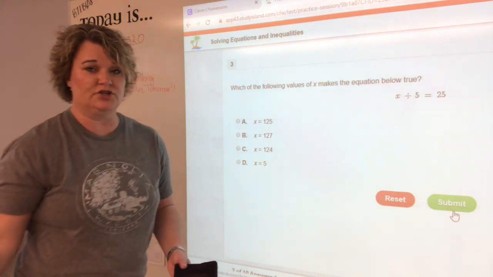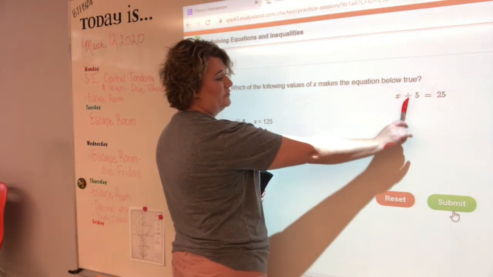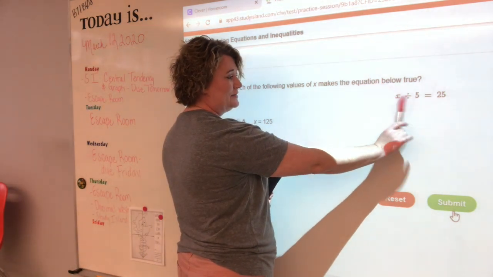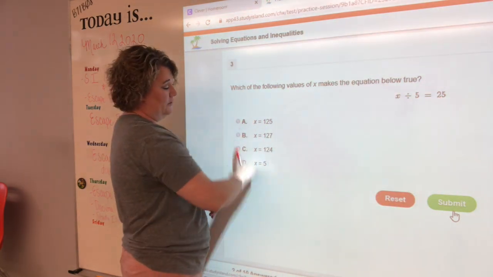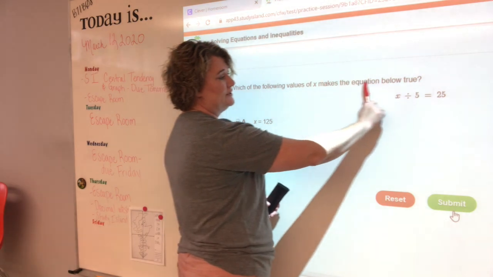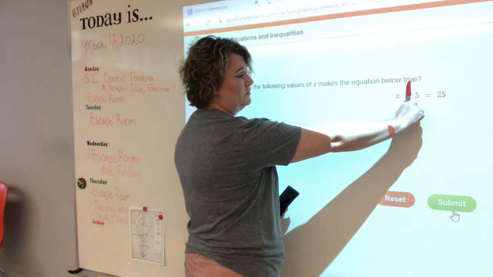Okay, now we've got some division going on. Remember, that's another sign for division right there. So x divided by 5 is going to be 25. And where am I getting my x's? Over here. And in the directions it says which would make the equation below true.